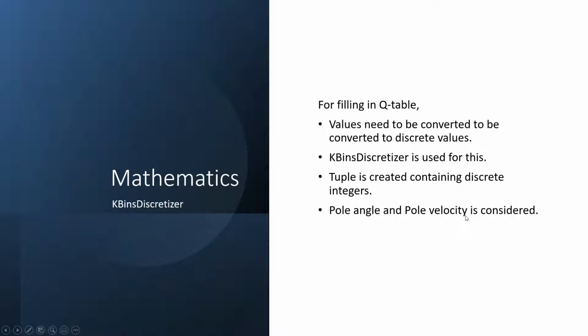The second main difference is that the cart pole problem has its values in continuous form. The states are continuous and need to be converted into discrete values. For this, K-bins discretizer is used. It creates a tuple which stores discrete values of pole angle and pole velocity.